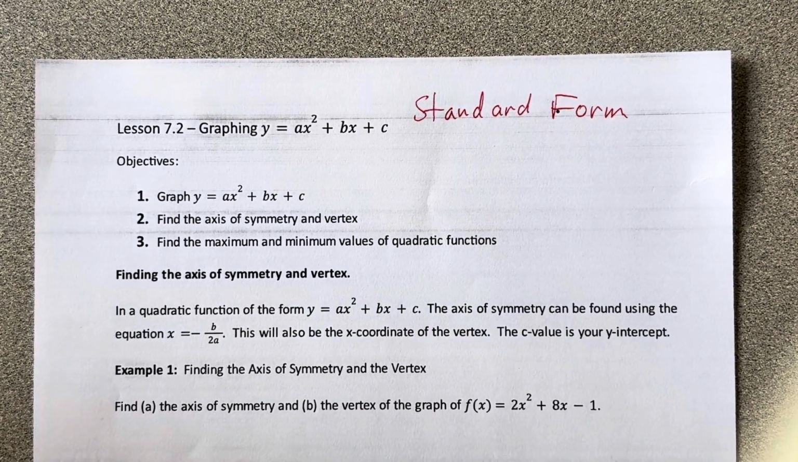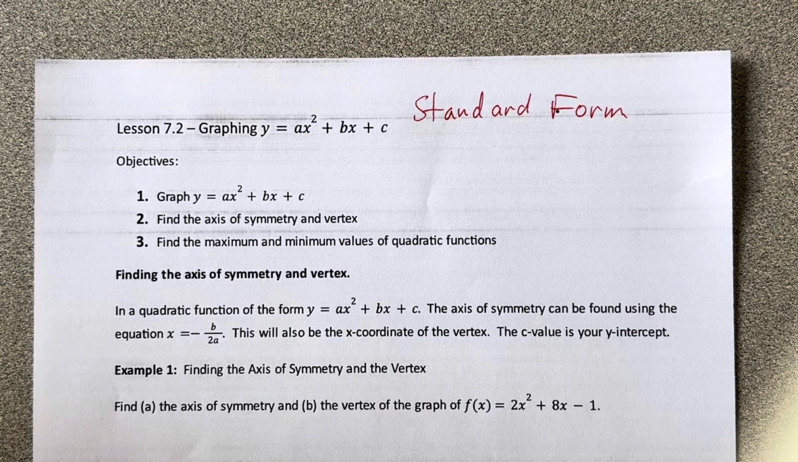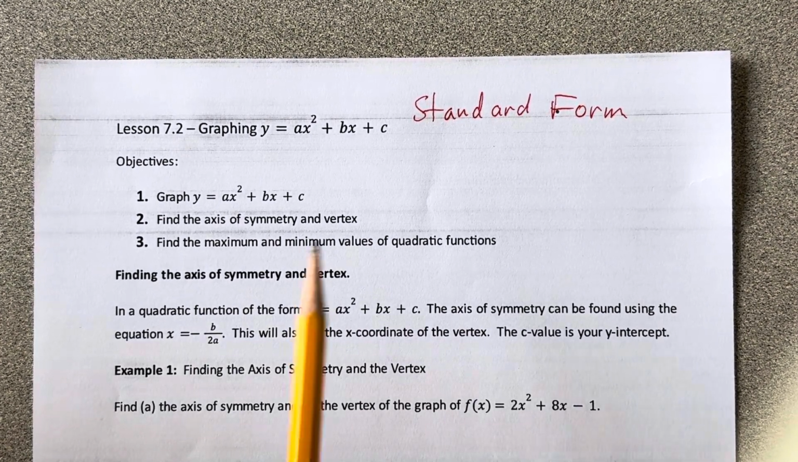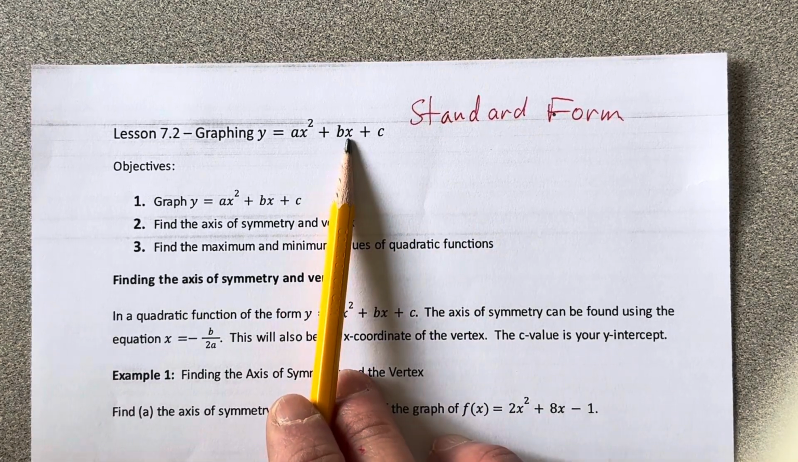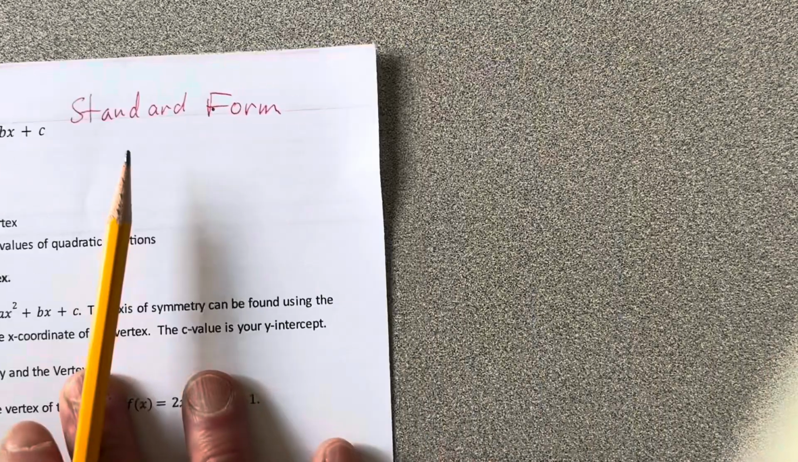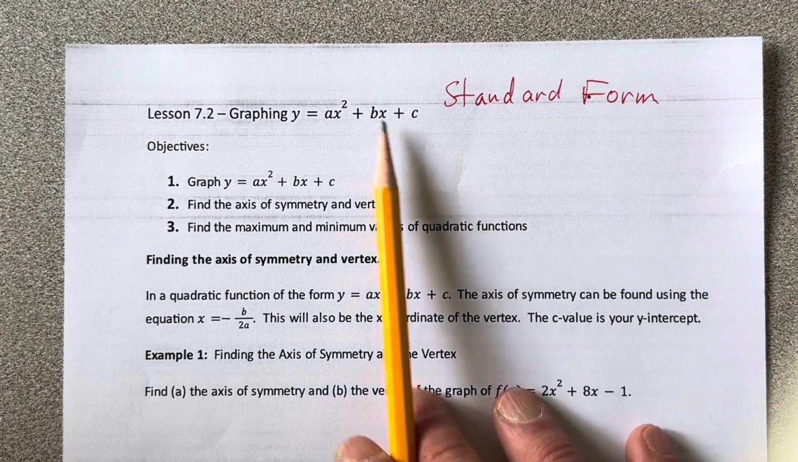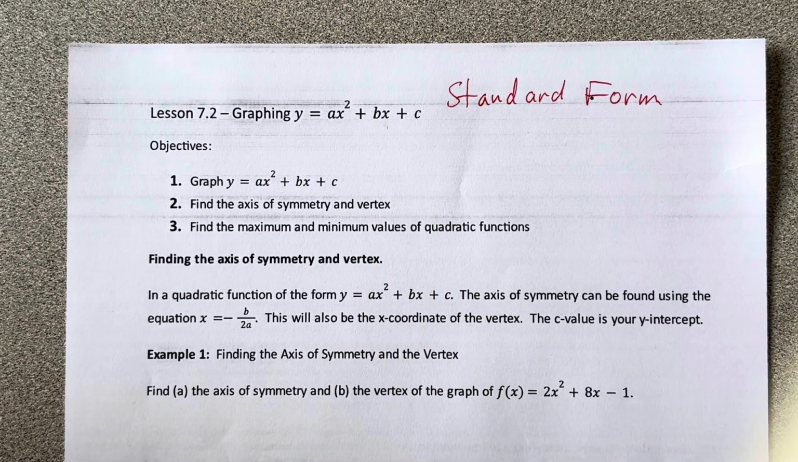Hello, Algebra 1. Today we're looking at lesson 7.2, and we're graphing quadratics, but they're in standard form. This is probably the trickiest one to do, basically because if there's an x term, that means the graph has been shifted left or right. But unlike vertex form, we can't tell what it is right away.